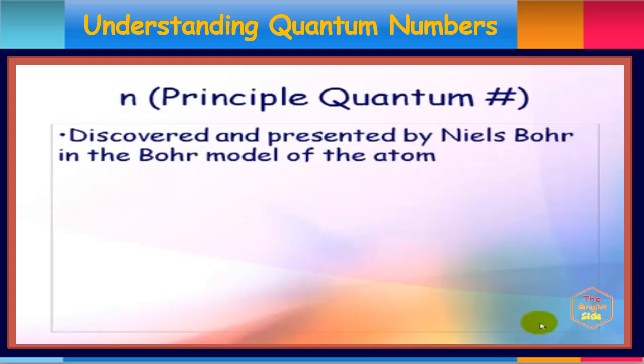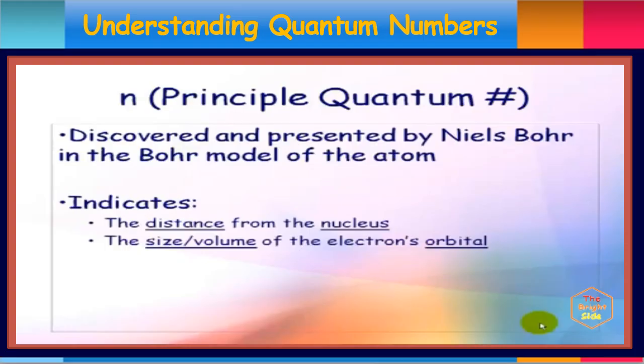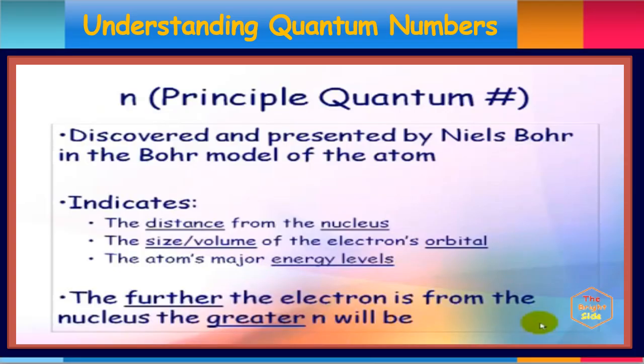The principal quantum number was discovered and presented by Niels Bohr in the Bohr model of the atom. We talked about that back in chapter 4. And the principal quantum number indicates the distance from the nucleus, the size or volume of the electron's orbital, and the atom's major energy levels. The further the electron is from the nucleus, the greater the N value will be.